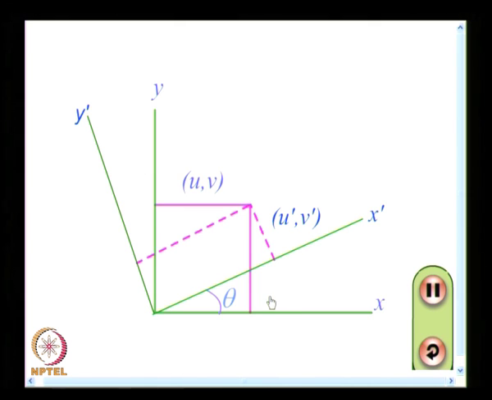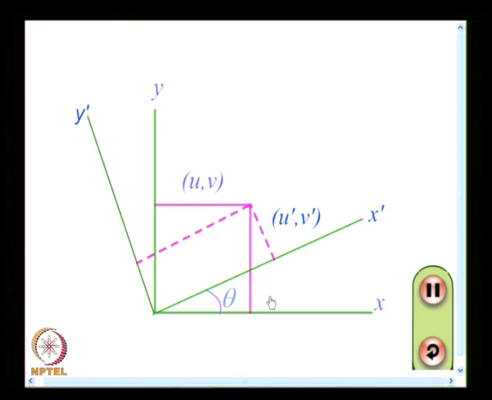This you would have done in your earlier courses, it is not something new. I think you can brush up your old memories and write on your own the rotation matrix, or in other words, find out what u prime and v prime are in terms of u, v and theta. You need to simply apply geometry here and then get the relevant components.